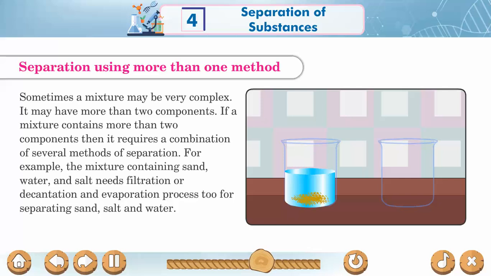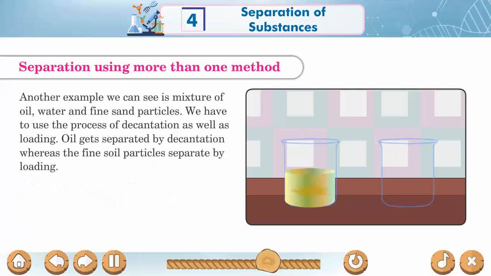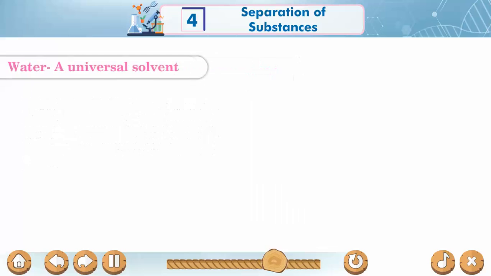If a mixture contains more than two components, then it requires a combination of several methods of separation. For example, the mixture containing sand, water and salt needs filtration or decantation and an evaporation process too for separating sand, salt and water. Another example we can see is a mixture of oil, water and fine sand particles. We have to use the process of decantation as well as loading. Oil gets separated by decantation, whereas the fine soil particles separate by loading.